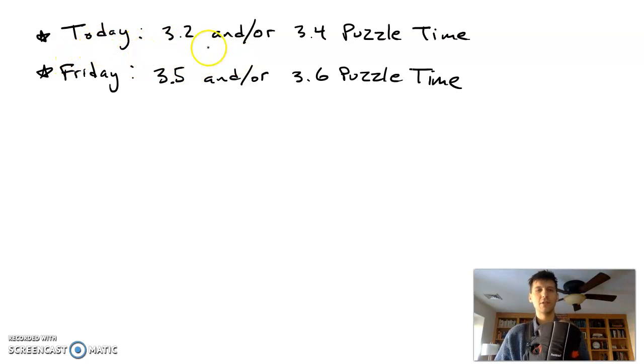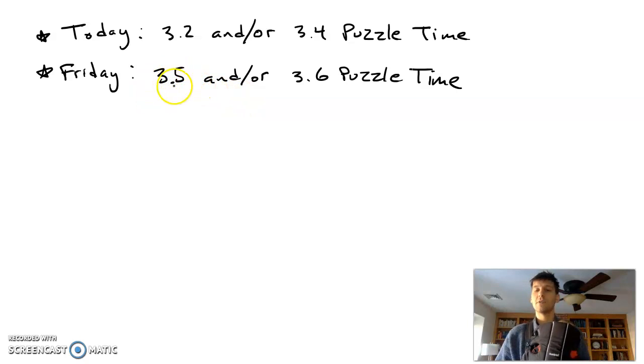But today I was hoping for everybody in my Algebra 2 classes to check out either the 3.2 or 3.4 puzzle time, or both. I think it would be nice practice. 3.2 is about complex numbers, 3.4 quadratic formula. And then tomorrow there'll be some 3.5 and or 3.6. But then before tomorrow, I'll also post a little instructional video for you to check out. I'll try to keep it short.